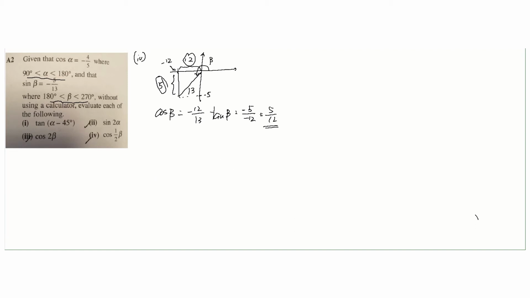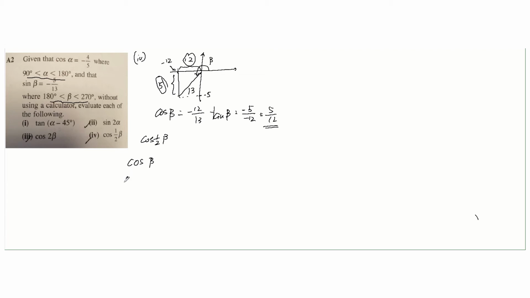Now moving on to part 4, where you are asked to find the value of cosine half beta. All of a sudden this is a little bit more tricky over here. Why do I say that this is tricky? It is because we are only given cosine beta to work with. All of a sudden, I'm given half beta. Now, what I can do is this. I can consider cosine beta, I treat cosine beta as a double angle.